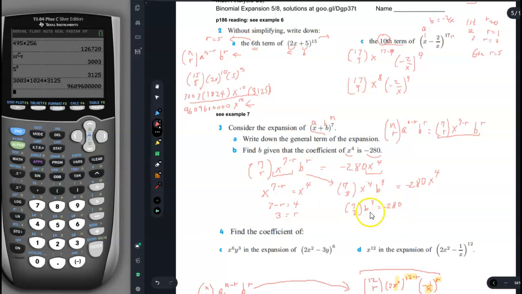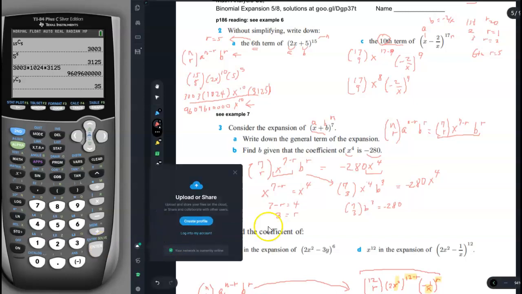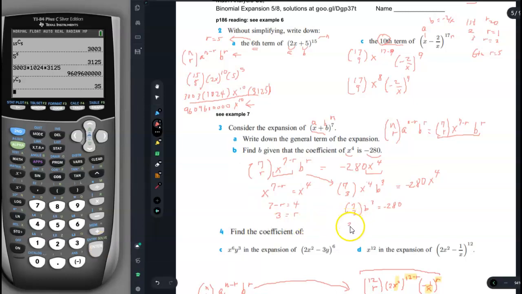All right, so now what we need to do is figure out what 7 chooses 3 is. We definitely don't have that one memorized. So we do math, probability, and chooses R. 7 chooses 3, 35. So 35b cubed equals negative 280. Now it's just an algebra problem. Negative 280 divided by 35.